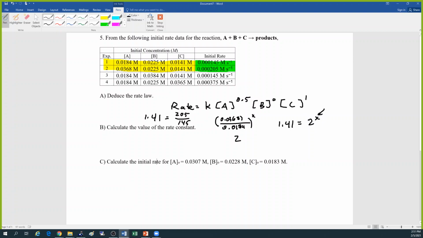Now, if that's not immediately obvious, you can use the logarithm trick, because if you take the log of both sides, you get this problem. The x comes in front of the log. And then it looks like what I told you: the log of the ratio of the rates divided by the log of the ratio of the concentrations gives you the order, and you will find it's very close to 0.5.